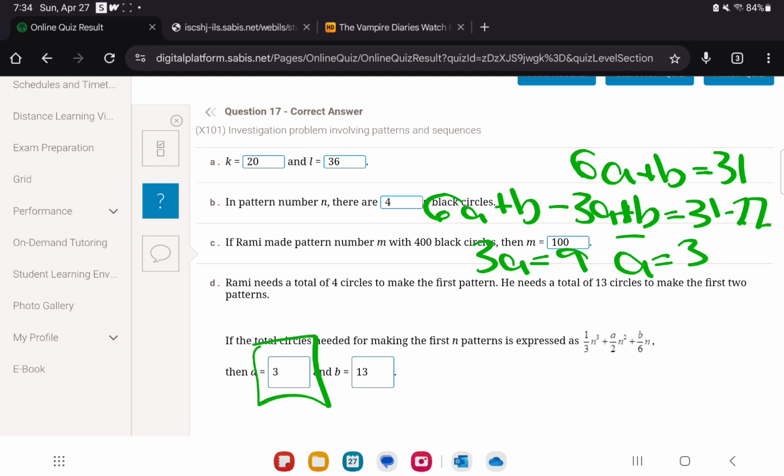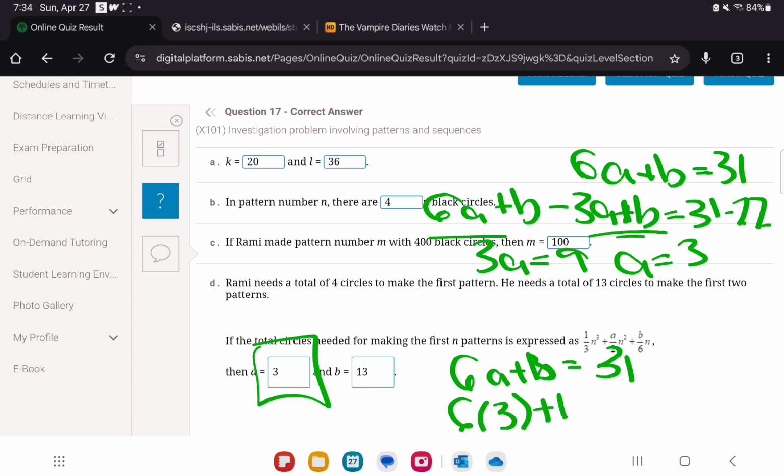That's number 1. Now we take any of the two equations. I'll use 6a plus b. So 6a plus b, we said, is equal to 31. A is 3, so 6 times 3 plus b is equal to 31. B is then equal to 13.